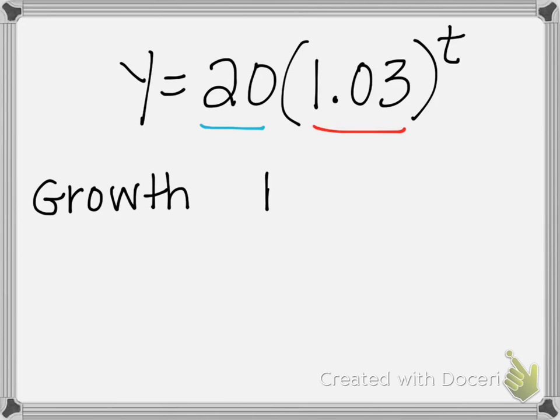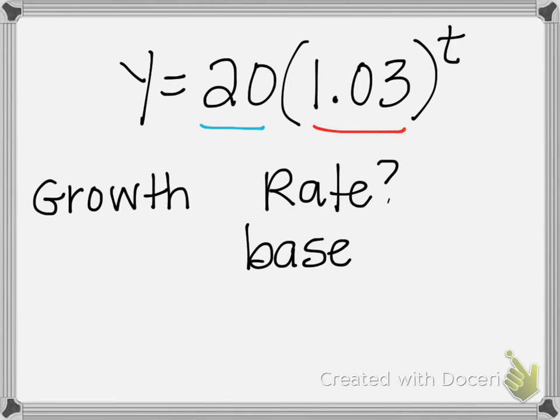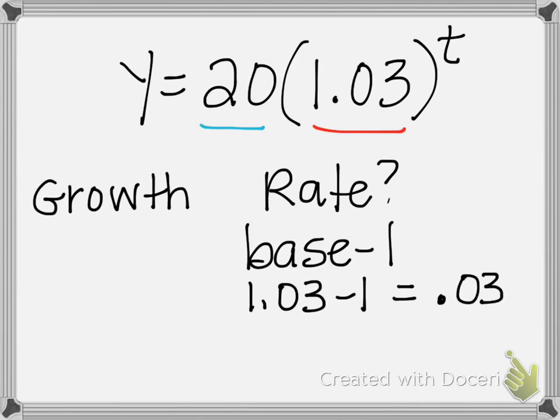So to find my rate is what I'm looking for. I'm going to say my base minus 1, because my base is larger than 1, so I don't want my answer to come out to be negative. So my base is 1.03 minus 1. And that gives me 0.03. But just like all the rest of them, I'm going to multiply it by 100. And that's going to give me my percentage, which is 3%.